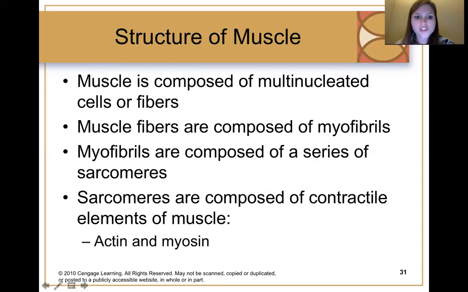So a little bit about the structure of muscle. Muscle is composed of multinucleated cells or fibers. So multinucleated just means many nuclei. So it's pretty simple to think about. A lot of the big words, if you just look at the word and think about what it means, you can kind of understand. So multinuclei, many nuclei. And then muscle fibers are composed of myofibrils. Myofibrils are composed of a series of sarcomeres, and sarcomeres are composed of contractile elements of a muscle, which are actin and myosin. So that's kind of a lot to take in on one slide.